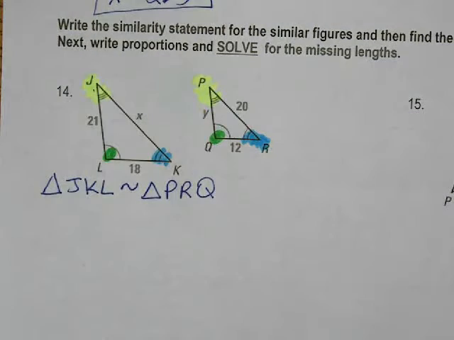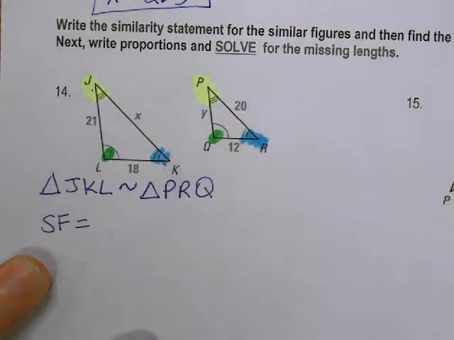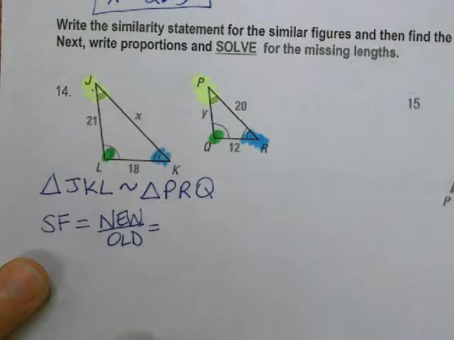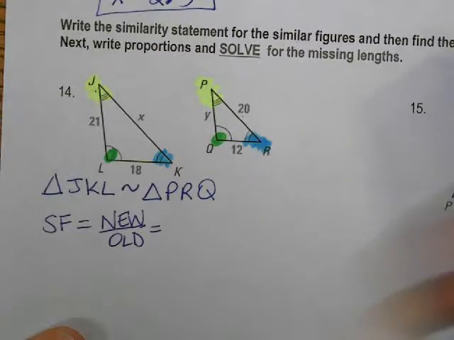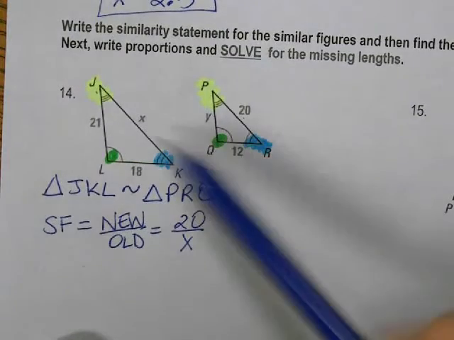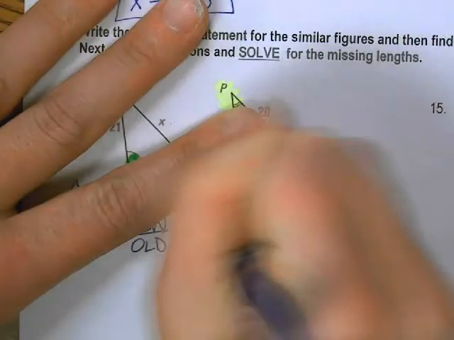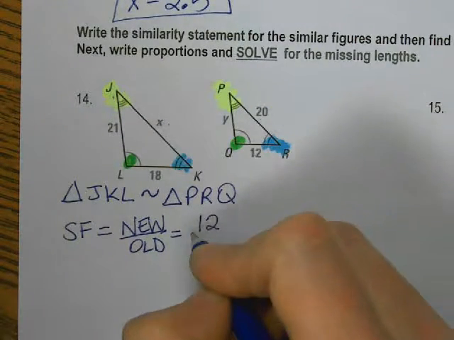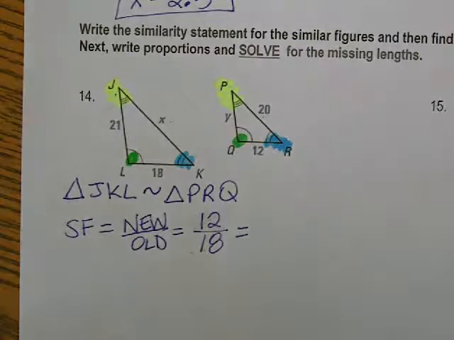Okay. Then it says to find the scale factor. So remember, the scale factor, I abbreviate that as SF, is going to be new over the old. So let's just do this side here between the yellow and the blue. So 20 is new. Old is x. Oh, we can't really find scale factor if that's x right there, right? So we're going to pick a different side. So let's pick 12. 12 is between the green and the blue. So we say 12 over 18. And then we go to our calculator and divide.